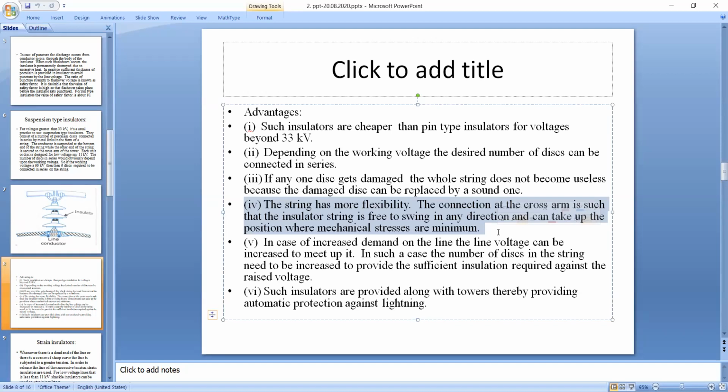So while you're implementing this insulator string, you don't have to worry about its mechanical stresses, because sometimes when you place the insulators, normal insulators, the arrangement is such that the insulator has to occupy a certain space, certain area, and there the mechanical stresses can be big. But here, as you have a string insulator, it has got the independence to swing and take up the certain position where the mechanical stresses will be minimum. So there won't be any mechanical breakdown or mechanical damage for this insulator string.